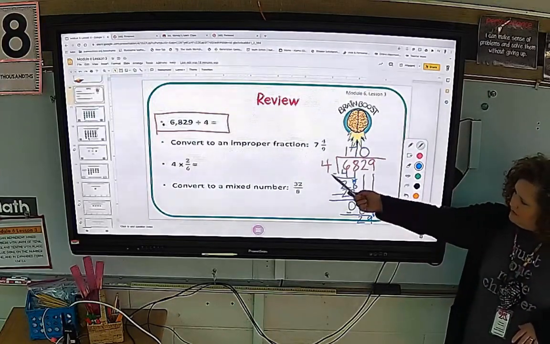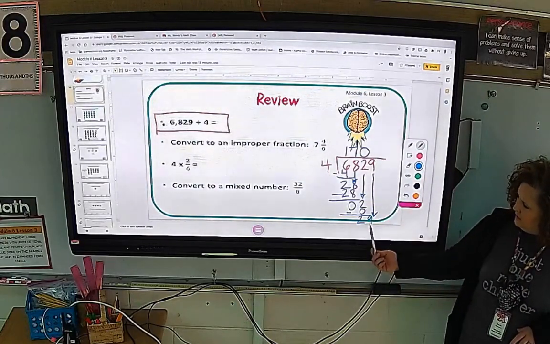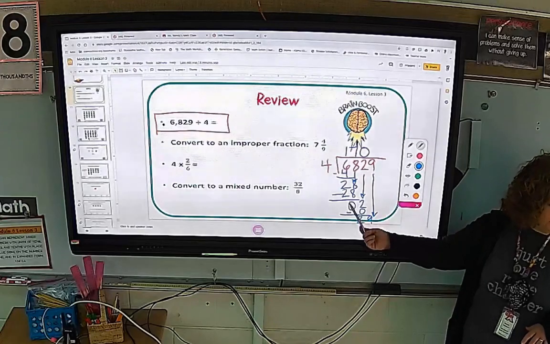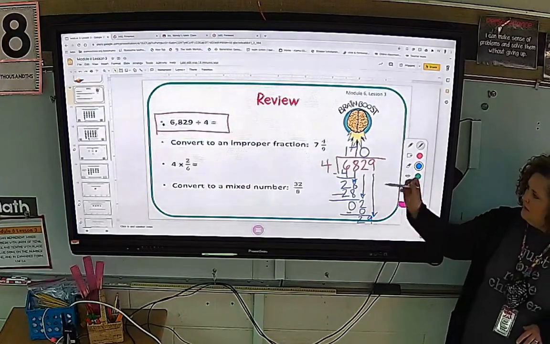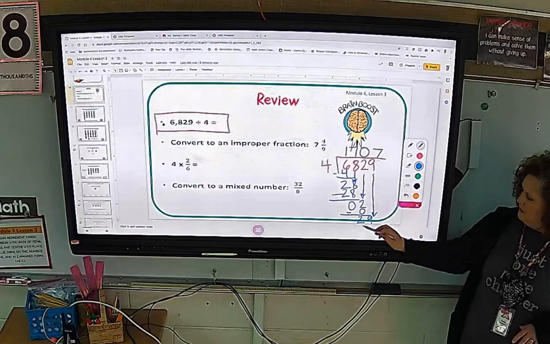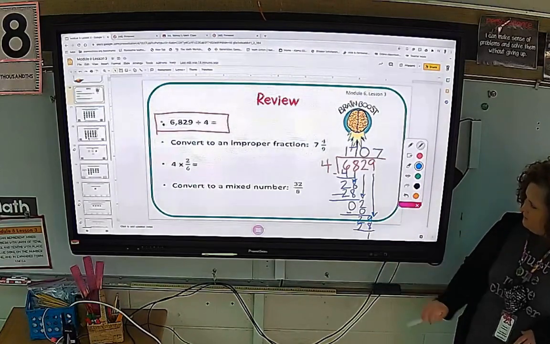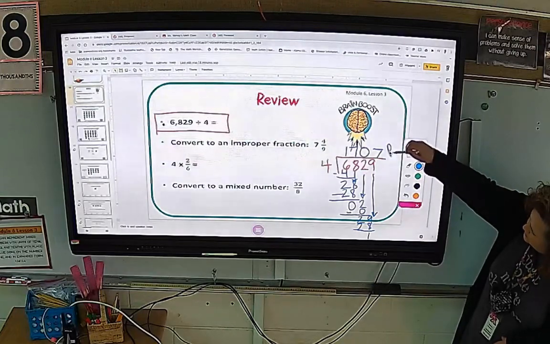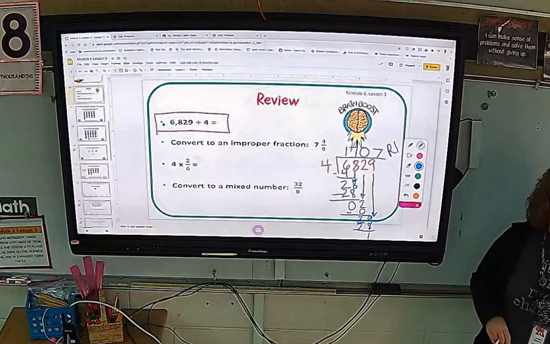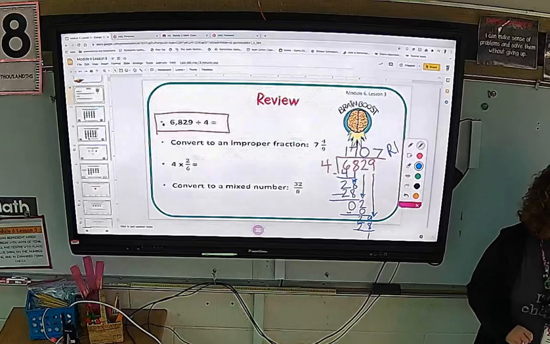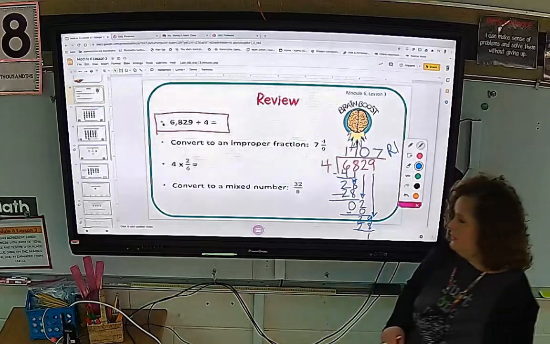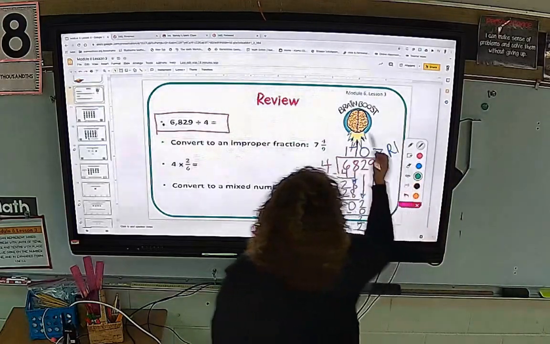So now, what's the most 4s we can take out of 29? Well, probably this one right here. Okay. And when you subtract, you've got a 1 left, which becomes the remainder. How many of you got that? 1,707 with a remainder of 1. We checked it real quick.